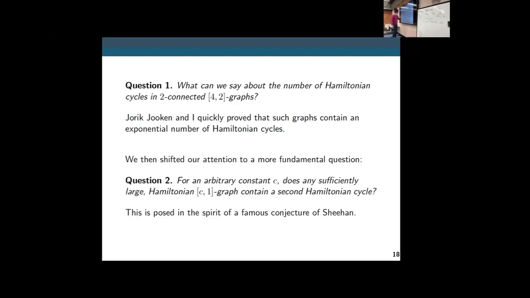So we shifted our attention to this second question. For some arbitrary constant c, does any sufficiently large Hamiltonian C1 graph contain a second Hamiltonian cycle?